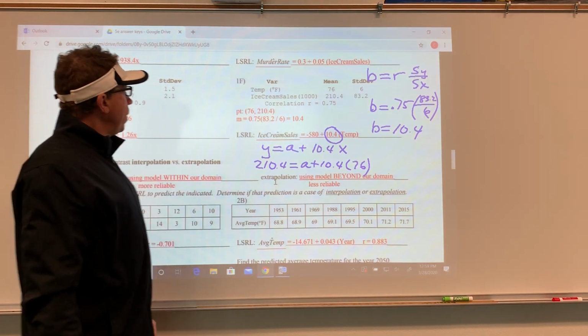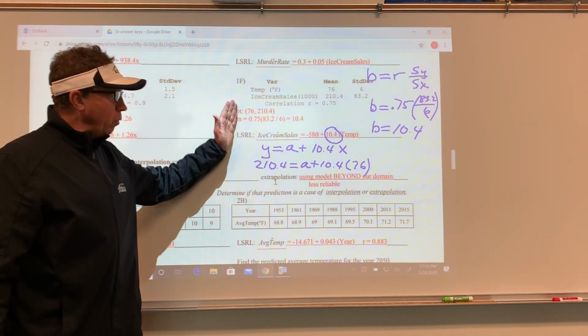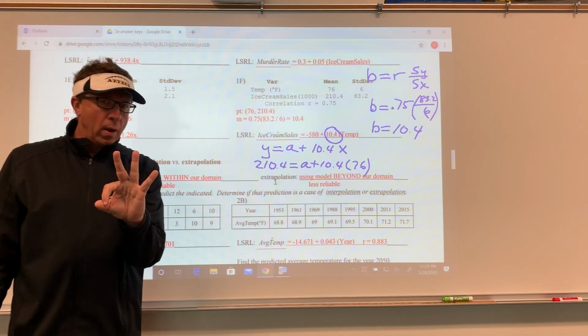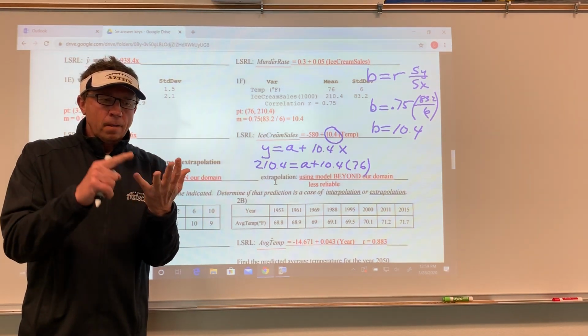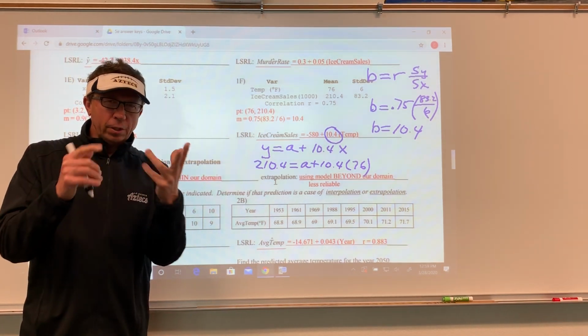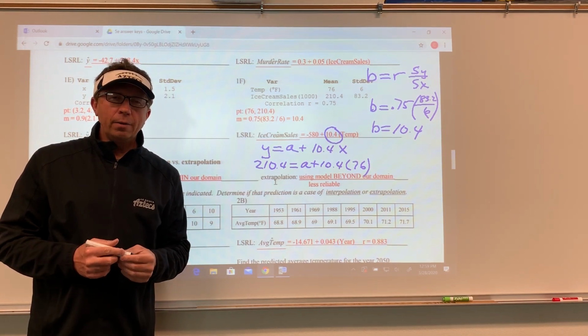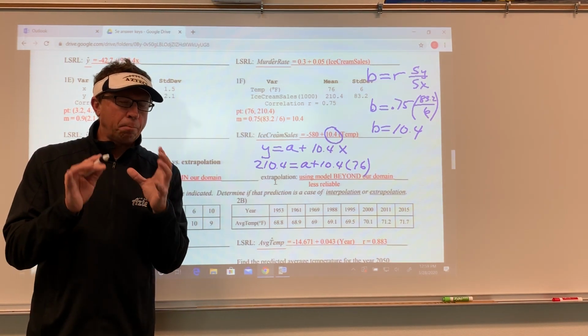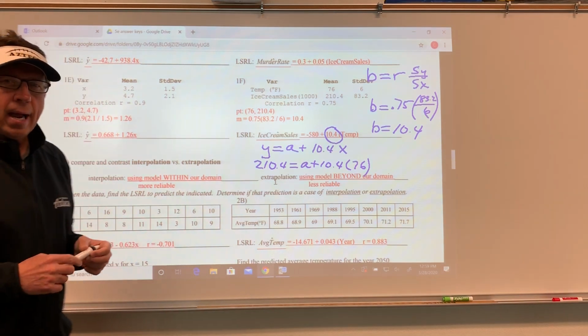Okay? So that is how you do E and F. So we've done 3 ways to get the equation. Calculator, chart, and giving certain statistics. You can always get the least squares regression line, or the best prediction line for the set of data that you have.